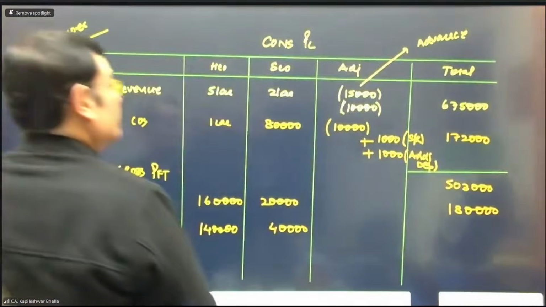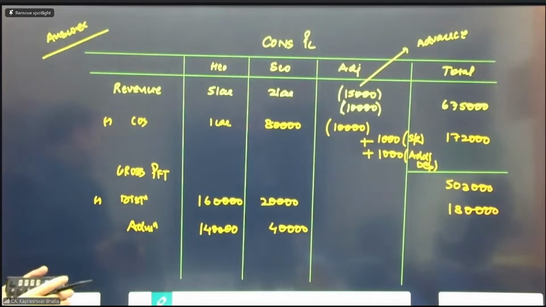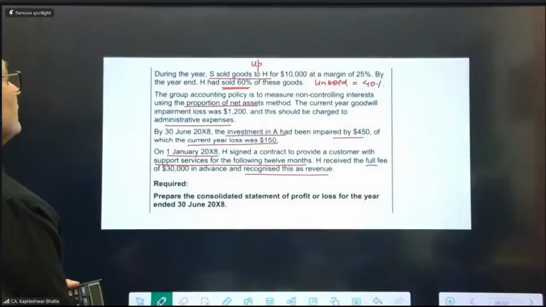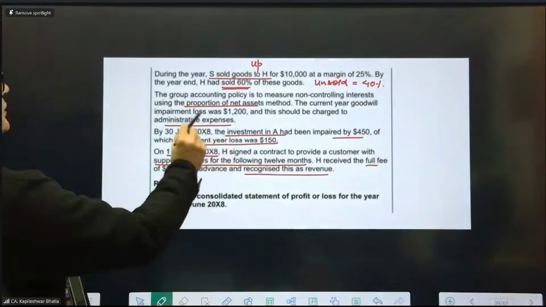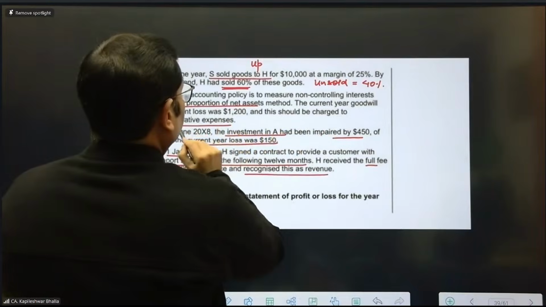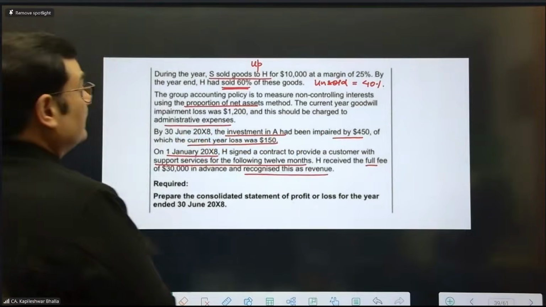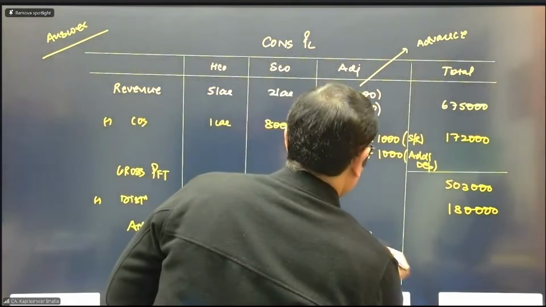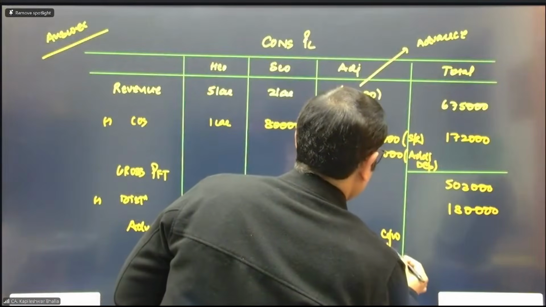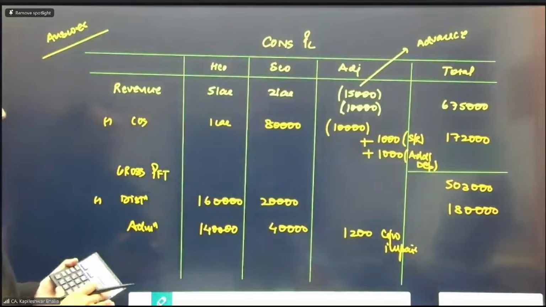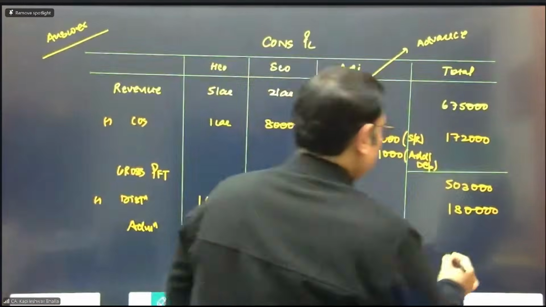And I think there is something given for the administration cost. We are given in para number 2 that the current year goodwill is impaired by 1,200, and this should be taken in the administrative expense. So you can take this 1,200, that is goodwill impairment, as a part of the administrative expense as mentioned in the question. So that's, I think, 181,200.